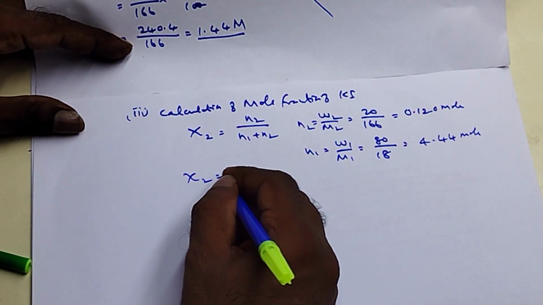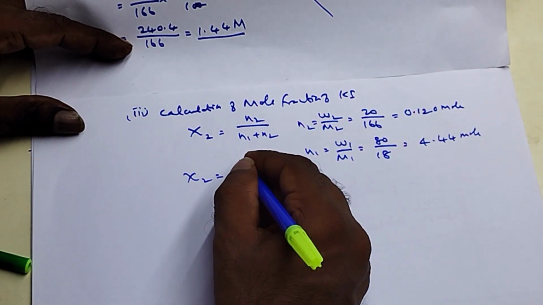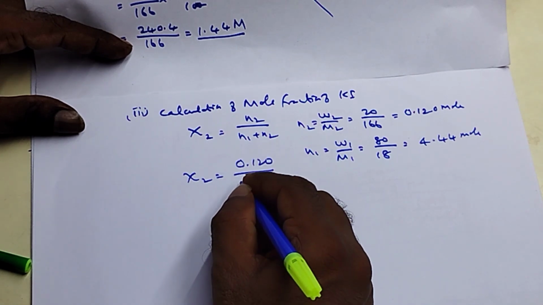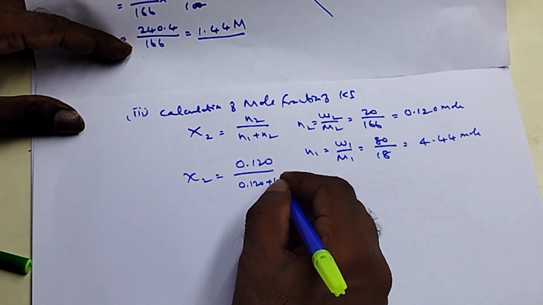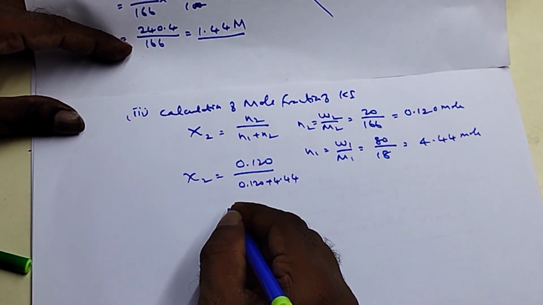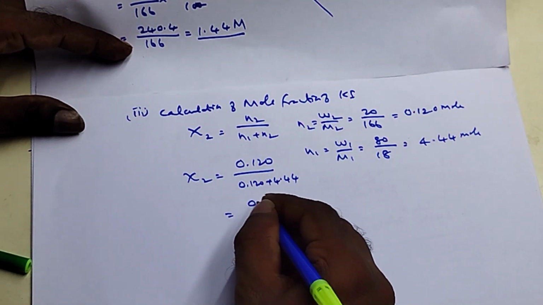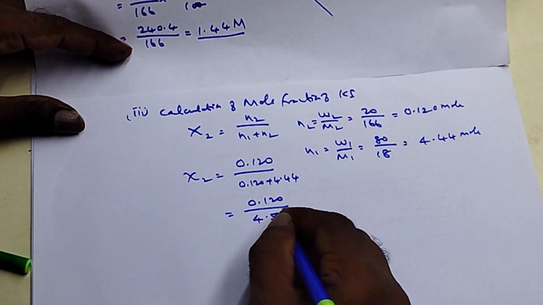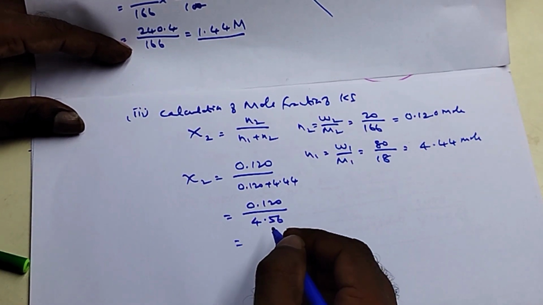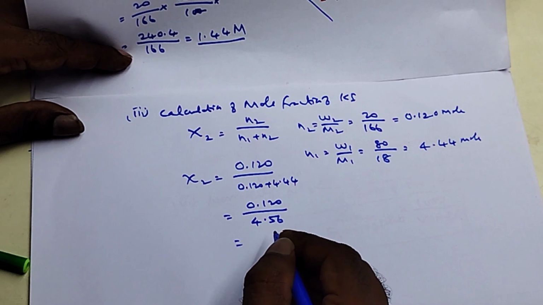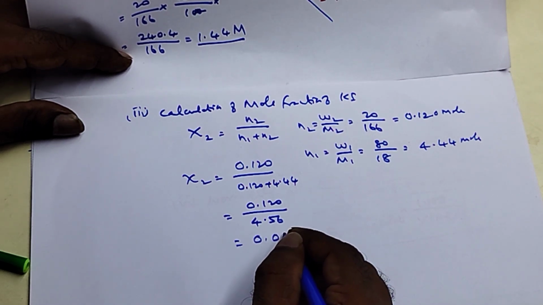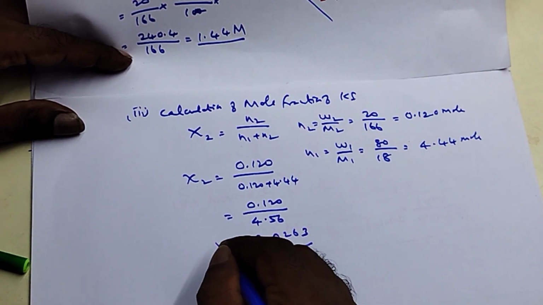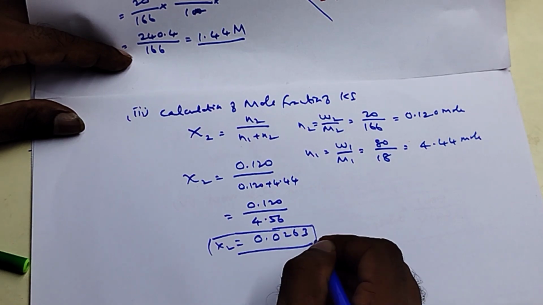So Chi2 is equal to N2, which we already found as 0.120, divided by the total number of moles of solute and solvent, that is 0.120 plus 4.44. If you add these two, 0.120 divided by 4.56. Further you can simplify it, and we get the answer 0.0263. This is the mole fraction of solute.